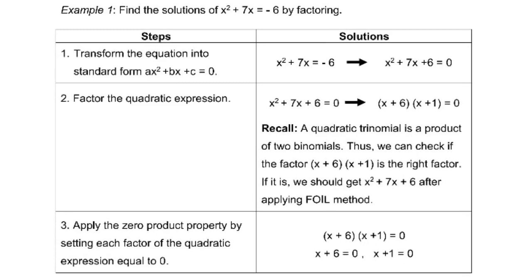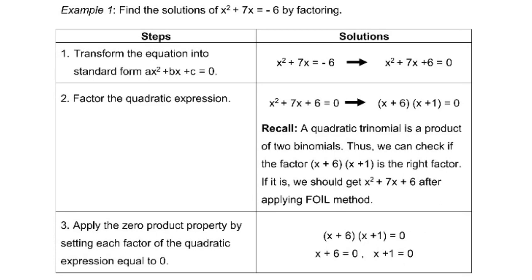Find the solutions of x squared plus 7x equals negative 6 by factoring. So first, you're going to write this one into standard form, ax squared plus bx plus c equals 0. Doing that, we're going to transpose negative 6 to the left side. So that will become x squared plus 7x plus 6 equals 0. That is step number 1. Number 2 is factor the quadratic expression. So in factoring, you're going to look at the constant term c. In this case, the value of c is 6.